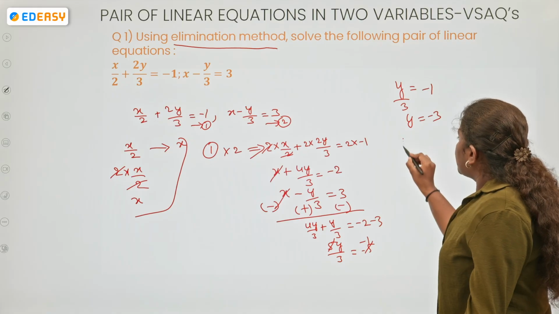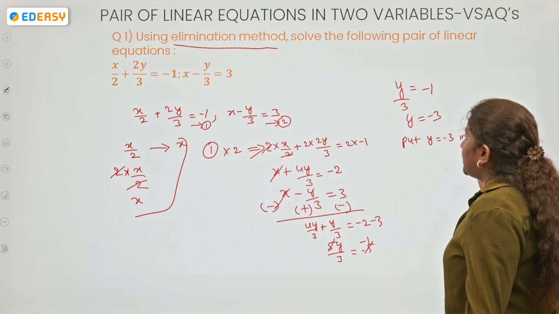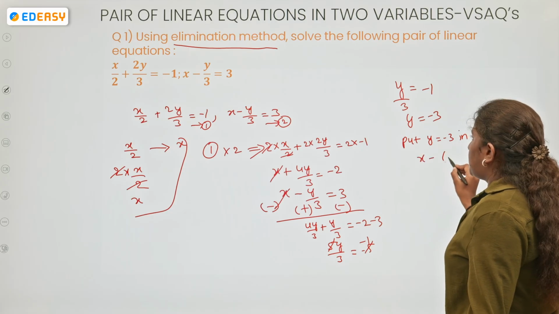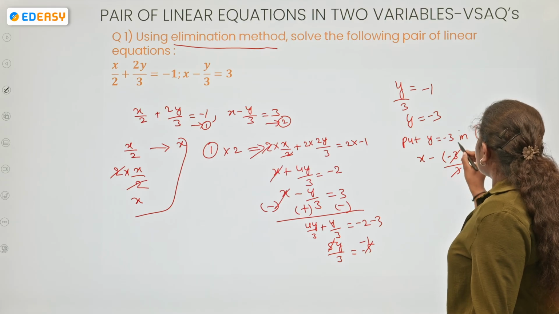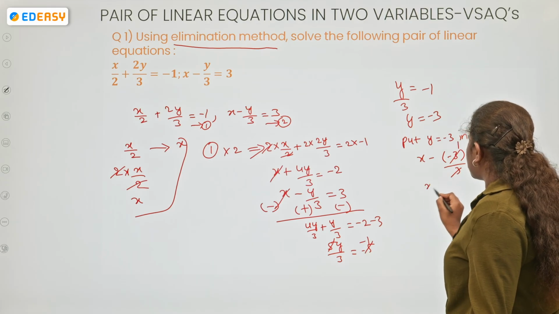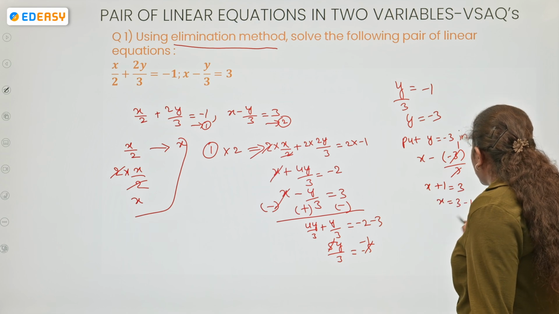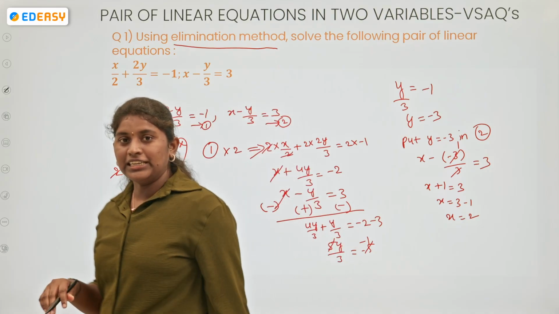Next, put y equals to minus 3 in equation 2. So x minus of minus 3 by 3 equals to 3. 3 will cancel 3 for one time. Minus into minus plus 1. x plus 1 equals to 3. x equals to 3 minus 1. x equals to 2. Okay, clear everyone?